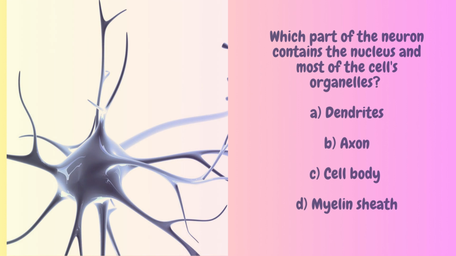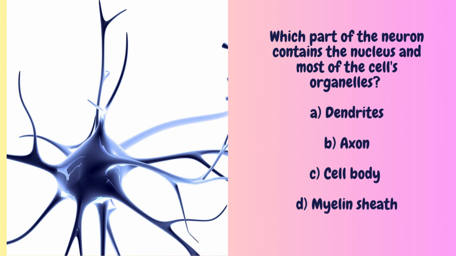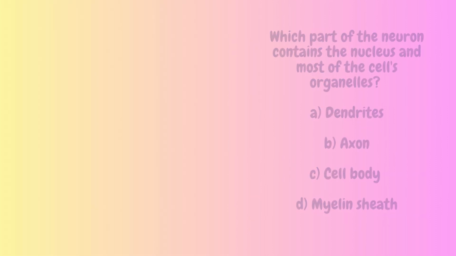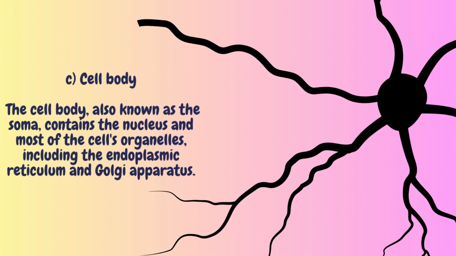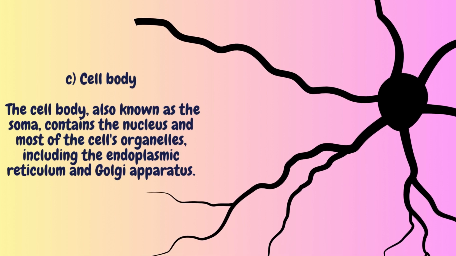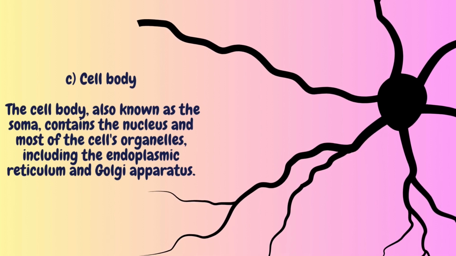Which part of the neuron contains the nucleus and most of the cell's organelles? A. Dendrites. B. Axon. C. Cell body. D. Myelin sheath. C. Cell body. The cell body, also known as the soma, contains the nucleus and most of the cell's organelles, including the endoplasmic reticulum and Golgi apparatus.